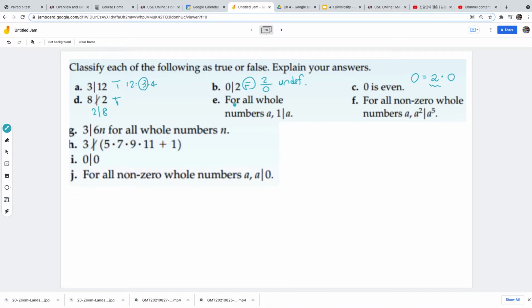Okay, how about this? For all whole numbers A, 1 divides A. So A is divisible by 1. Yes, A divided by 1 is always A. So yes, it is true.